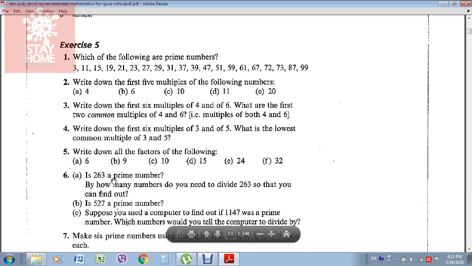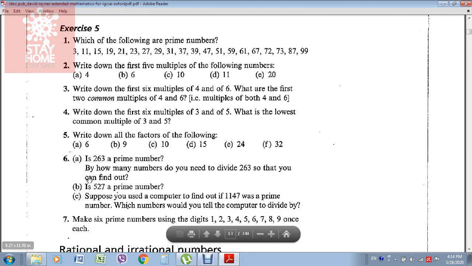Is 263 a prime number? See, can this number be divided by any other number? It cannot be divided by 2, 6, 3, 8, 11. Yes, it is a prime number. How many numbers do you need to divide 263 by, so that you can find out?